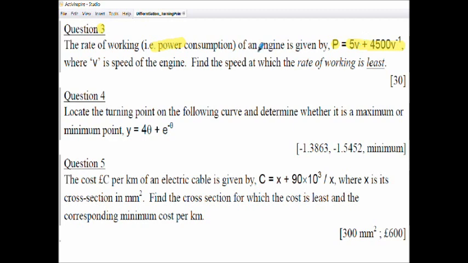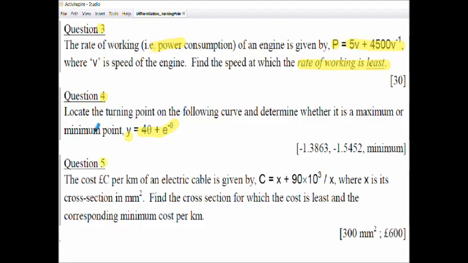It says to find the rate of least working in the question, so don't forget that we will be looking for a minimum. Question 4 again is a standard form type of question. Y equals 4 theta plus e to the minus theta. That standard form, 4 theta is like 4x, and then e to the minus theta is like e to the minus x. So they're all standard forms. The 4 theta is the form ax to the n, and the e to the minus theta is the form e to the ax. So I'll leave you with those standard derivatives to deal with.